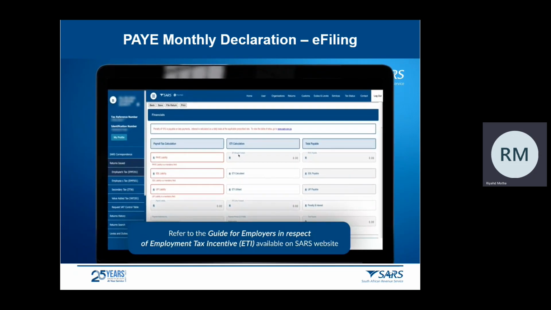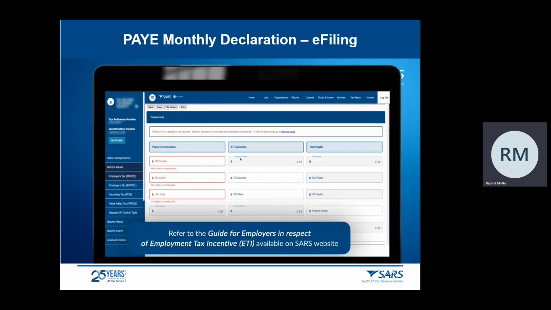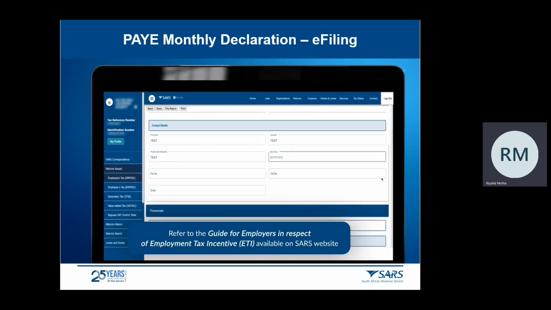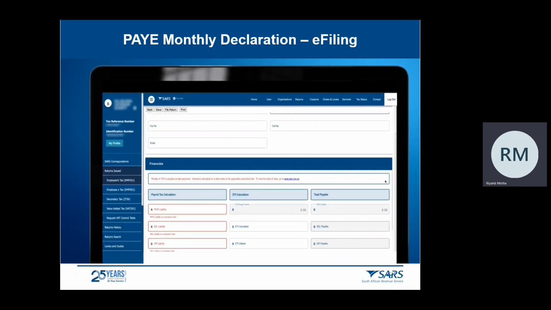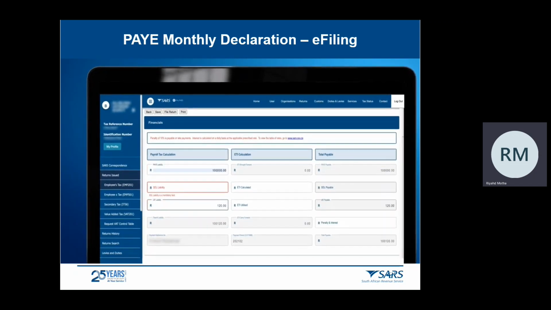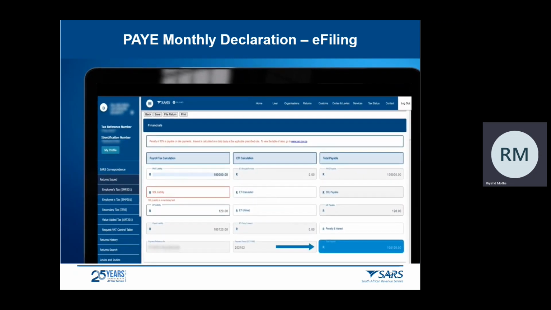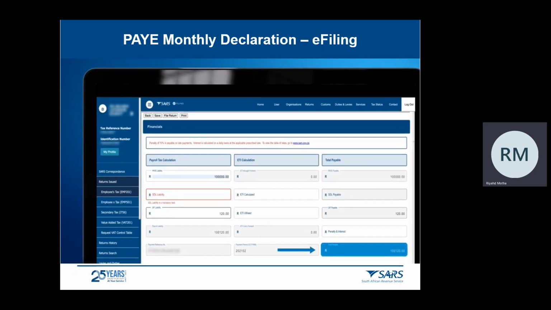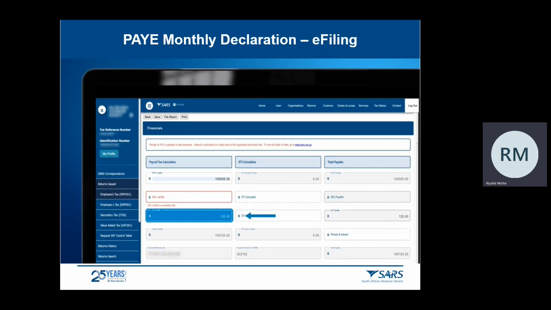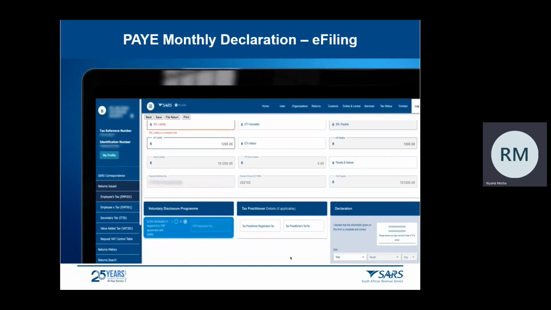For further information on the Employment Tax Incentive, ETI, refer to the Guide for Employers in Respect of Employment Tax Incentive available on the SARS website. The Penalty and Interest field shows the portion of the payment that must be allocated to a penalty and or interest. The Total Payable section auto-calculates and includes the SDL, UIF, and ETI, if claimed, liability.